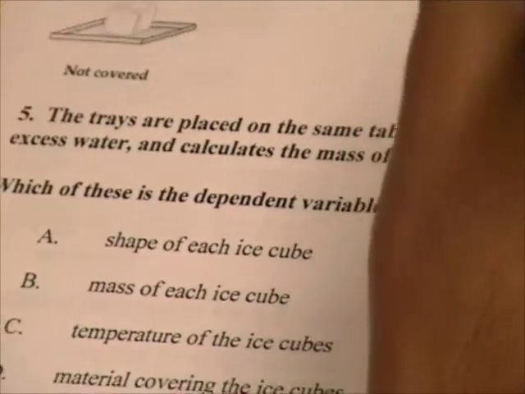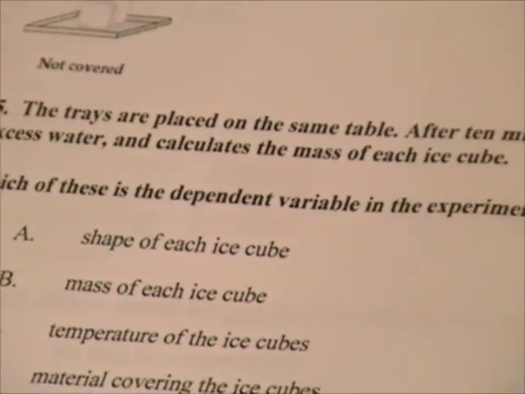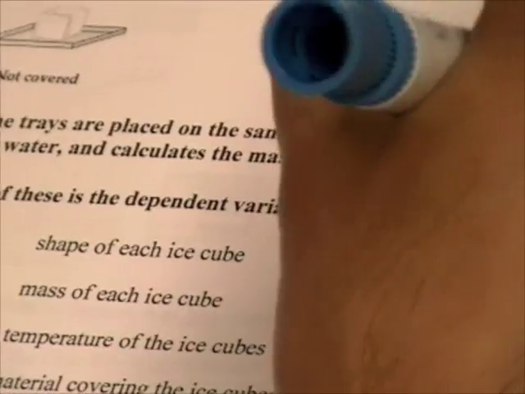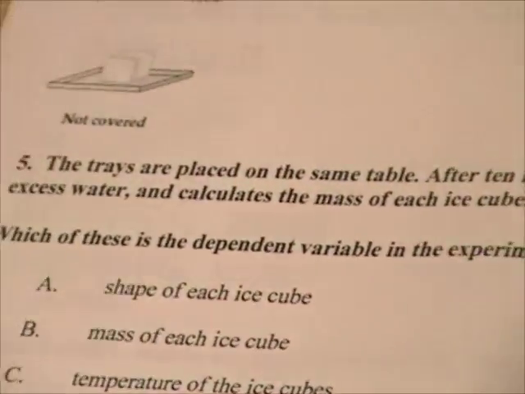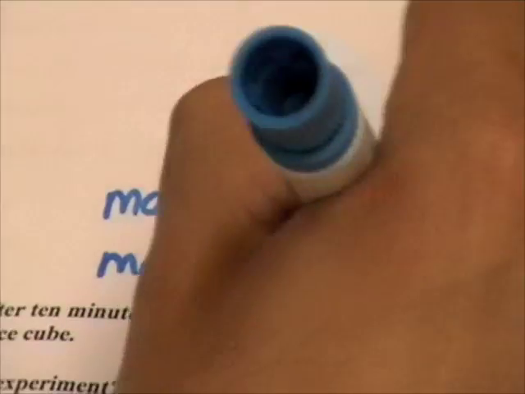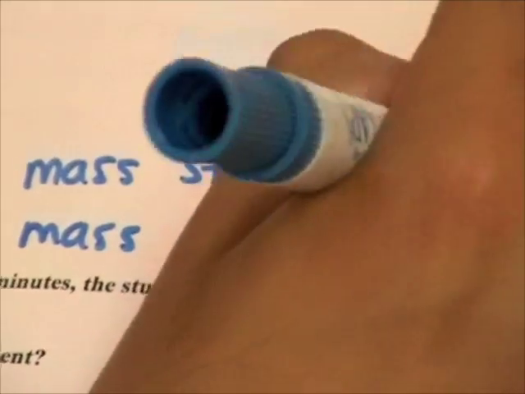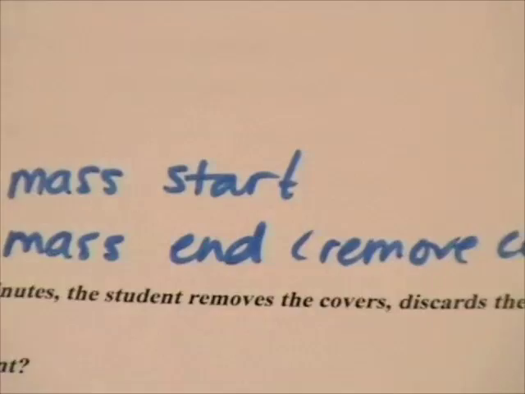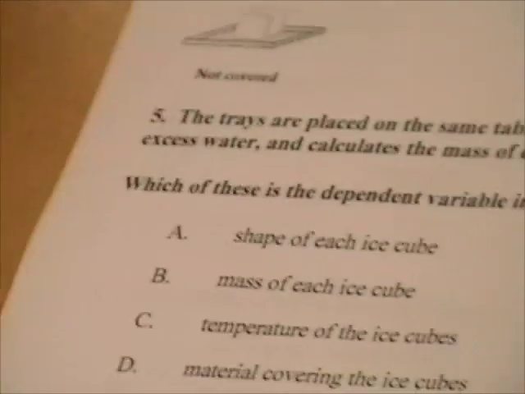So they all start with the same mass, and then mass end is basically after I let them sit there. Okay. And this is when I remove the cover. Which of these is the dependent variable in the experiment?